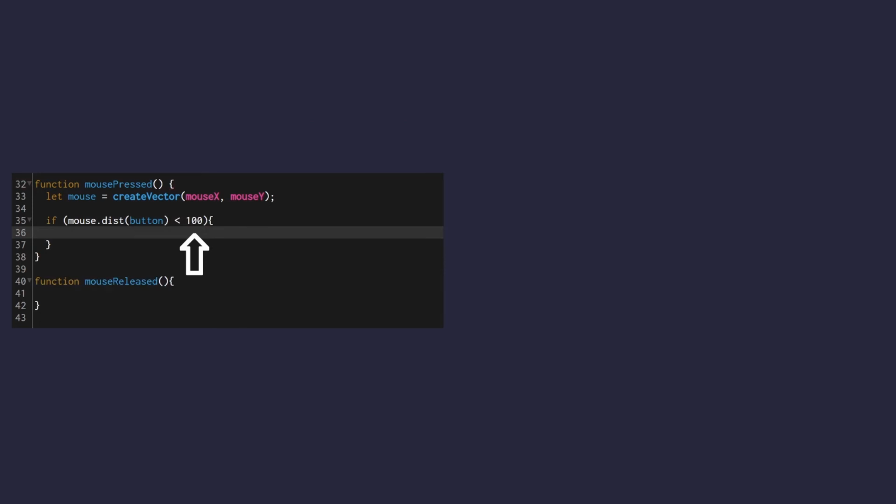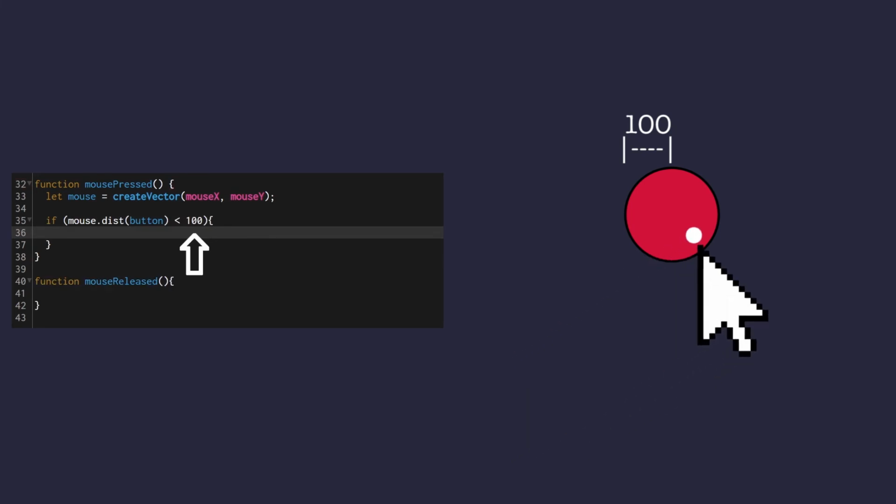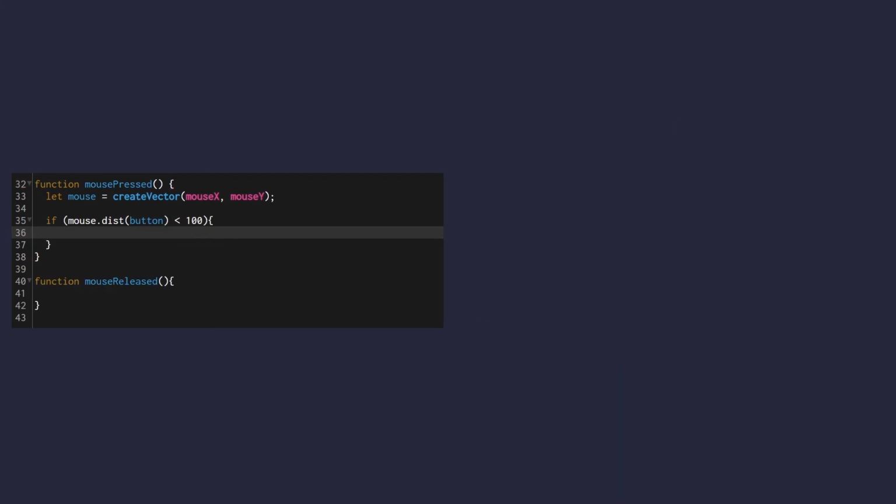Less than 100 means we're checking if the distance between the mouse and the center of the button is less than 100 pixels apart. Why? Because our button is a circle with a diameter of 200, meaning the boundary of this button is 100 units away from the center. So as long as the mouse stays within that vicinity, it is considered less than 100. And when that happens, the statement becomes true and we have met the condition. Which brings us to our next line.